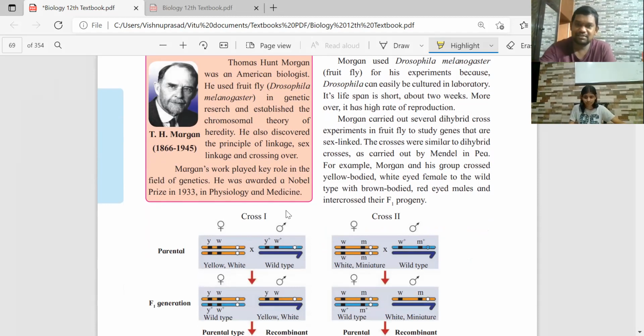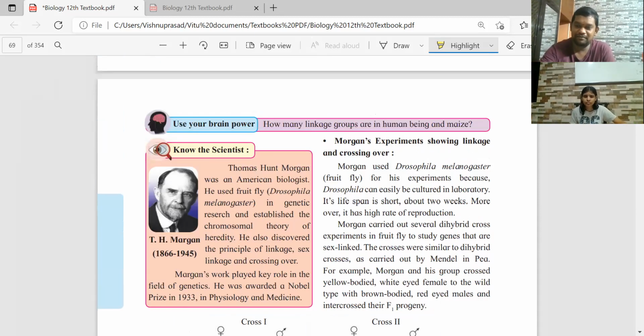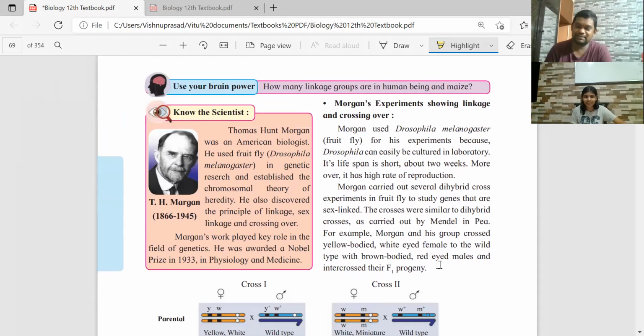Now the question is, why did Morgan prefer only this insect? Just like Mendel used only the pea plant, Morgan used this insect, the fruit fly. Because Drosophila is a small insect. It can be easily cultured in the laboratory. In a conical flask, you can breed Drosophila by giving it a nutrient medium. Even in my college, one of my colleagues had done it. You can culture Drosophila, breed it, and increase the population.